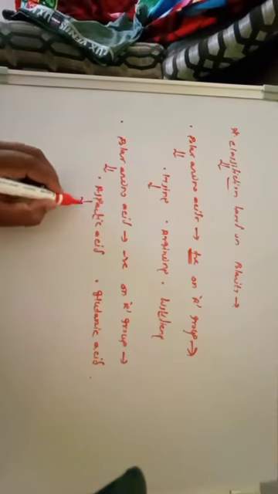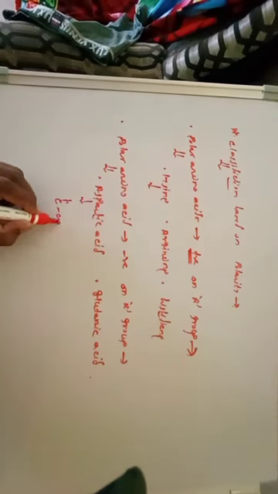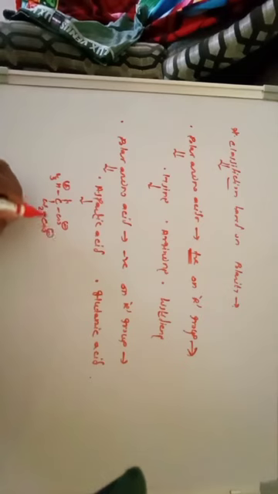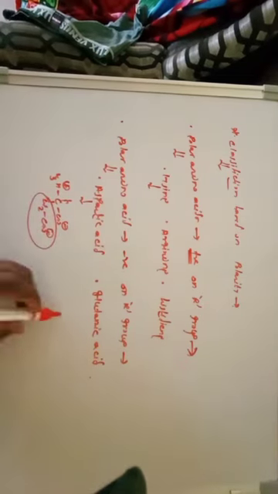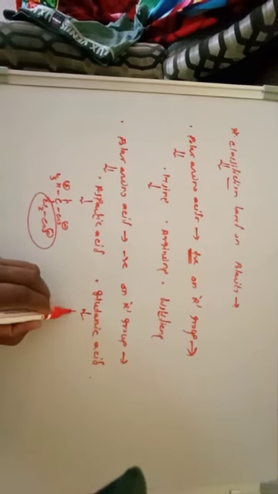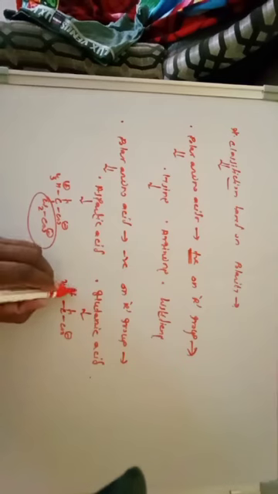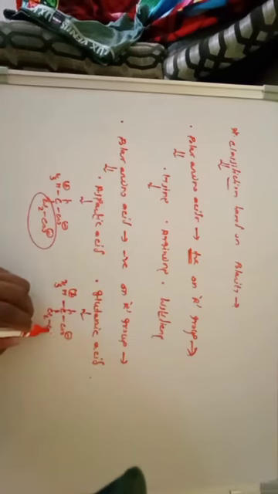So CHCO minus and NH3 positive, CH2 CO minus. So this is your R group having a negative charge. Again, this is your glutamic acid, CHCO minus and NH3 positive. This is CH2 CH2 CO minus.